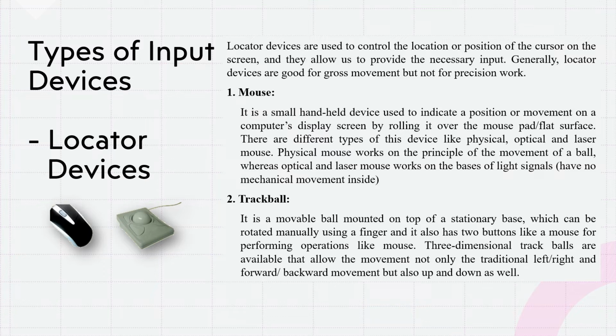Trackball. It is a movable ball mounted on top of a stationary base which can be rotated manually using a finger, and it also has two buttons like a mouse for performing operations similar to a mouse. Three-dimensional trackballs are available that allow movement not only in the traditional left or right and forward backward directions but also up and down as well. So on the left hand side of this page you will see a mouse, and towards the right of that mouse is a trackball.